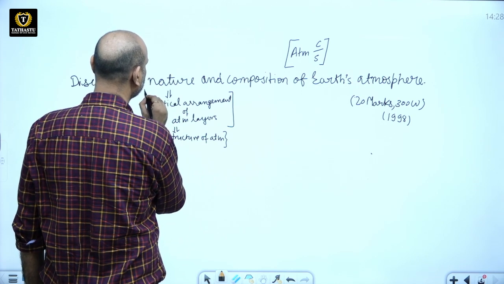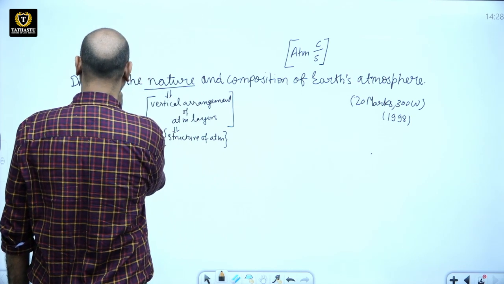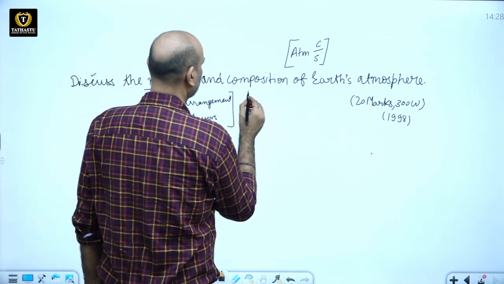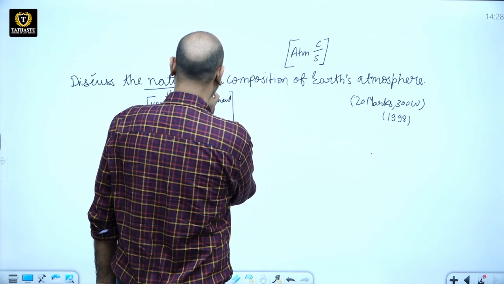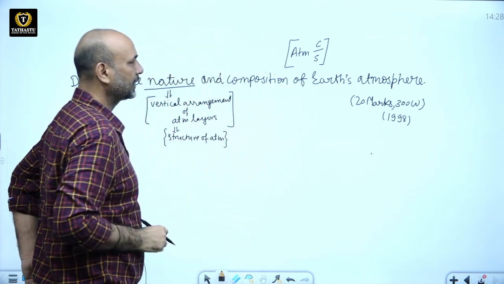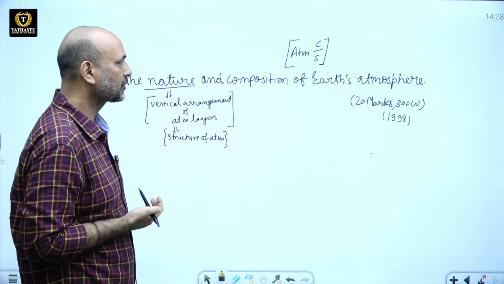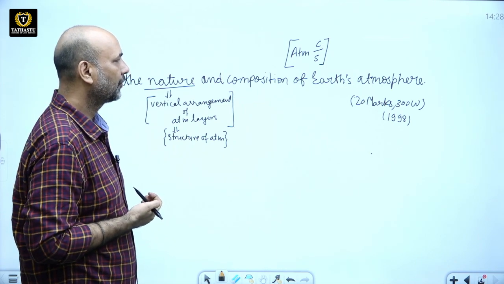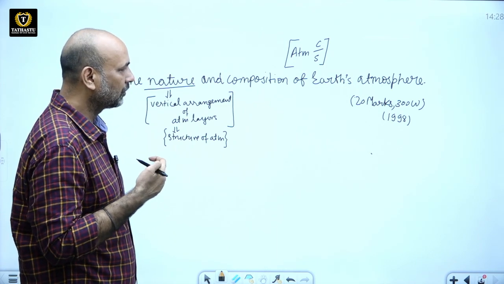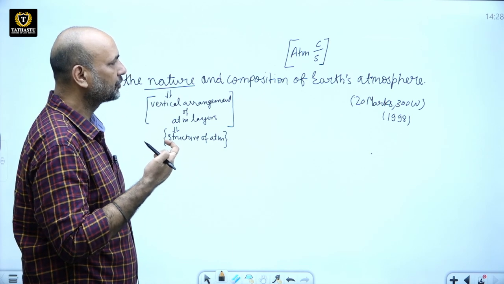So remember that we have to discuss nature and composition of Earth atmosphere. It could be a 20 marks question with the number of words allocated to us going up to 300.